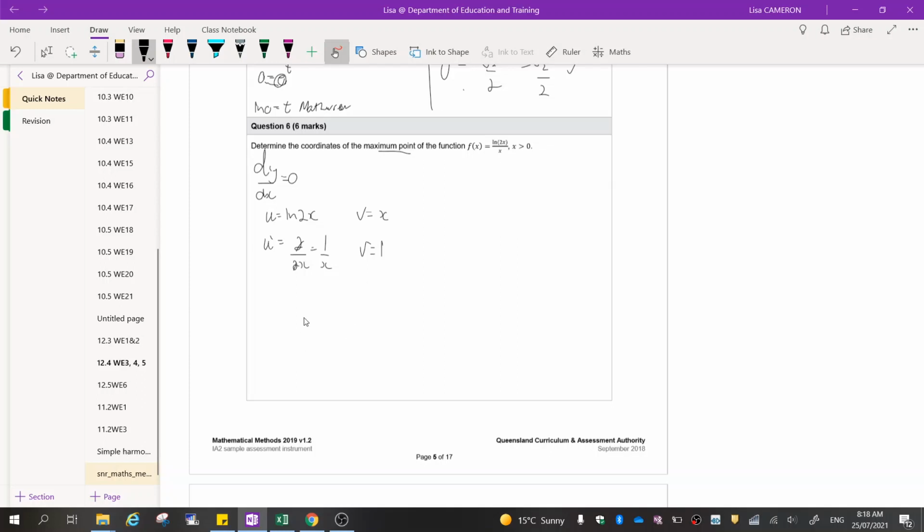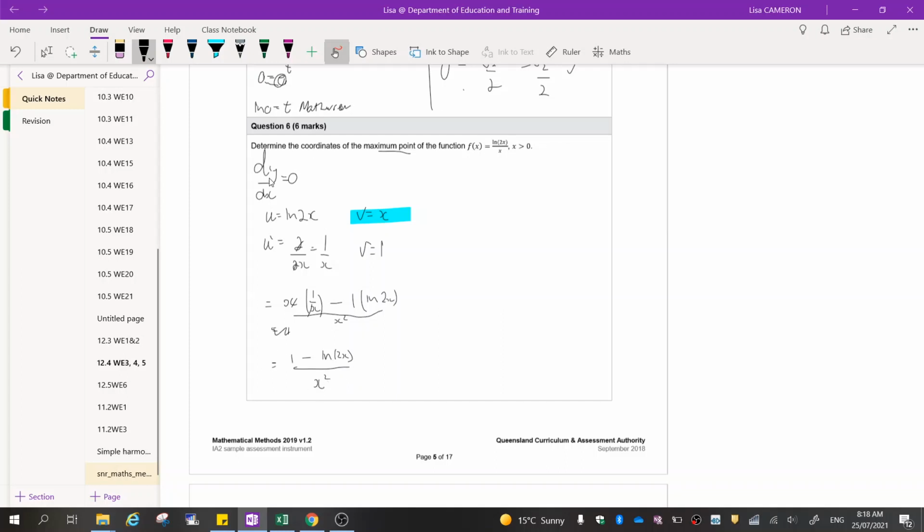So, for quotient rule, this one goes first, always v first. But you do have this on the formula sheet, so if you're not sure in the exam, just look at the formula sheet. So x multiplied by 1 over x, straight away, that's going to simplify to be 1, minus 1 times ln 2x, and that's all divided by x squared. So I'm going to start writing this out below. So 1 minus ln 2x all over x squared.